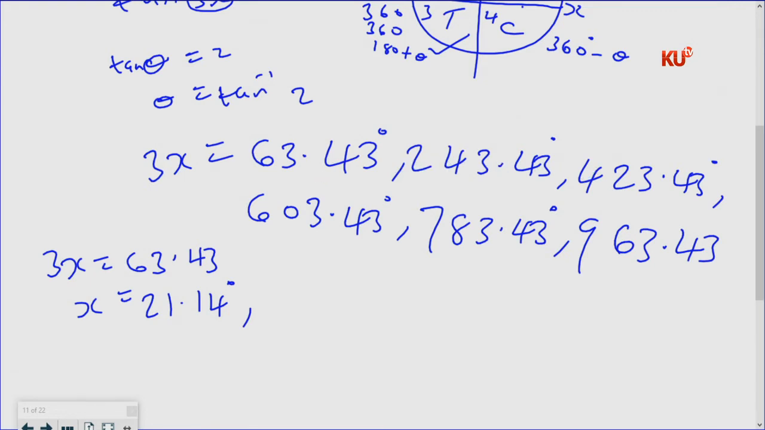Let's try to do that, learner. 243.43 divide by 3, you'll get 81.14 degrees, of which we are still within the limits given. Remember, the highest should be 360 degrees. So we are not yet at 360 degrees. So that means we'll have to move on. Now let's focus on this one here.